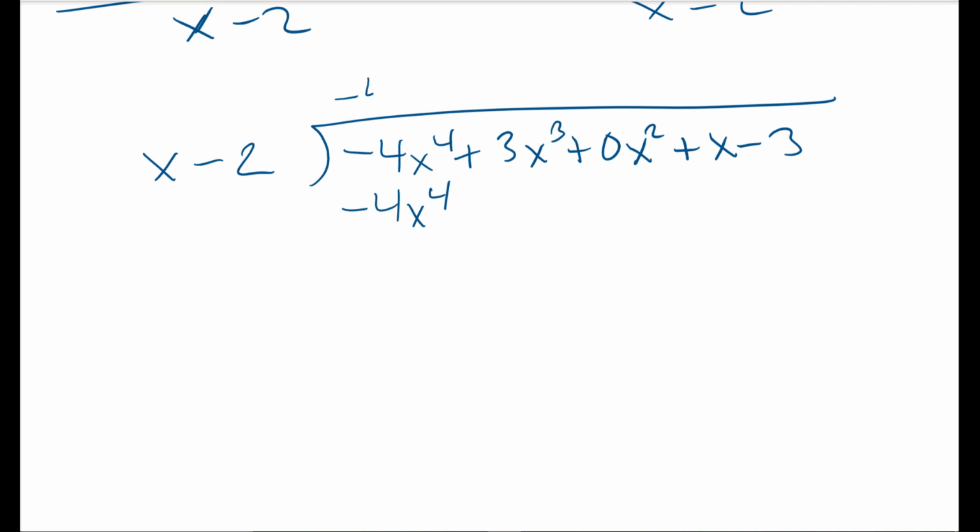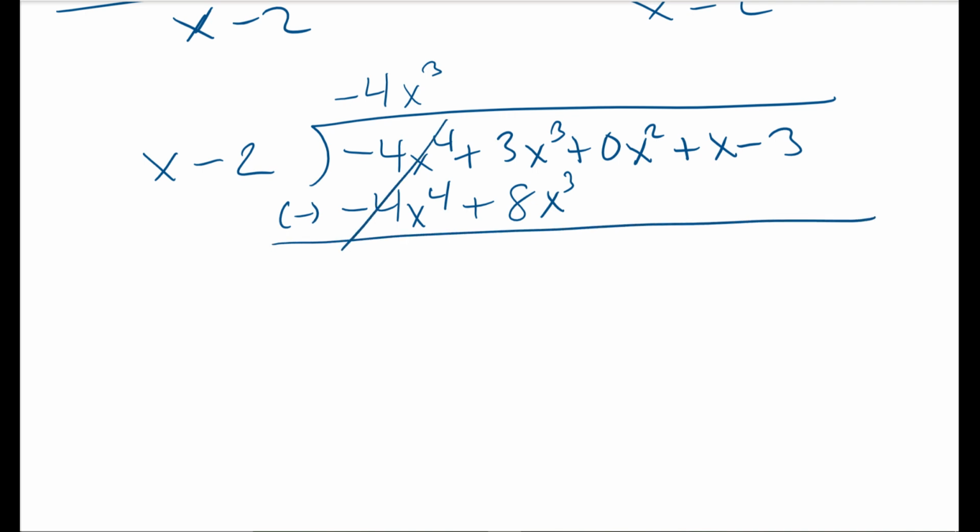Well, I know that if I do negative 4x cubed and I times it by x, I get negative 4x to the fourth. And then if I do this times negative 2, I'll get positive 8x to the third. And then I will subtract. So this is going to cancel. You got 3 minus 8 is negative 5x cubed.